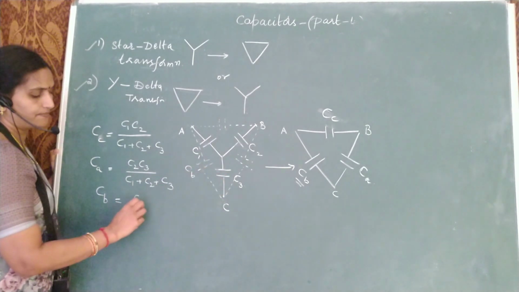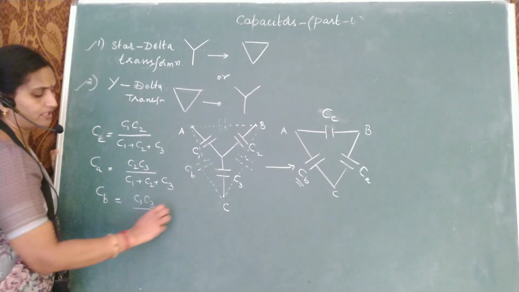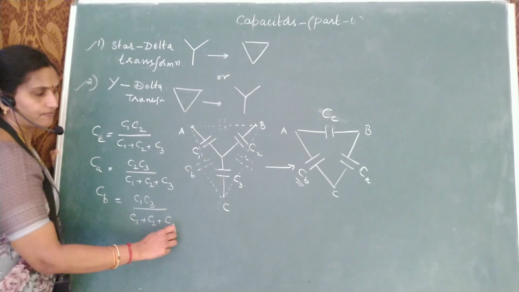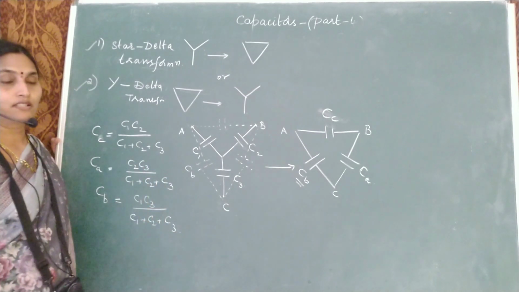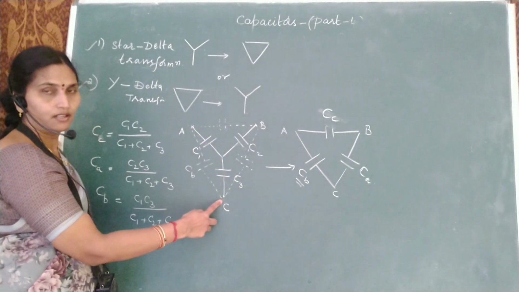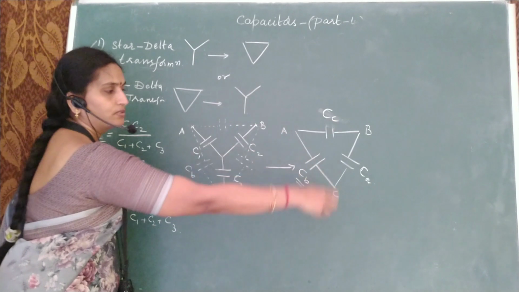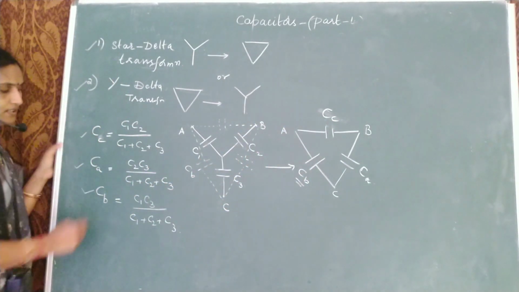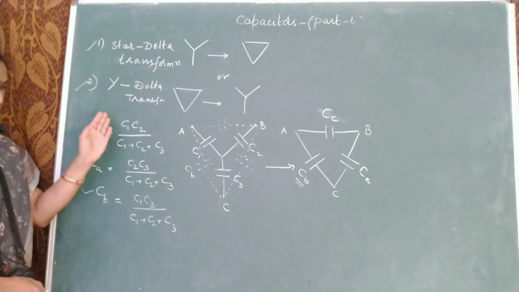C1 into C3 divided by C1 plus C2 plus C3. So in case of capacitors, whenever you get a Y-shaped network and you want to transform it into delta, what are the formulas for transformation? Okay, CA, CB and CC are given by these formulas.